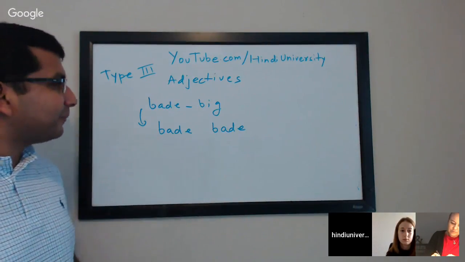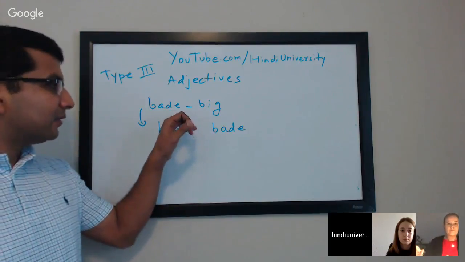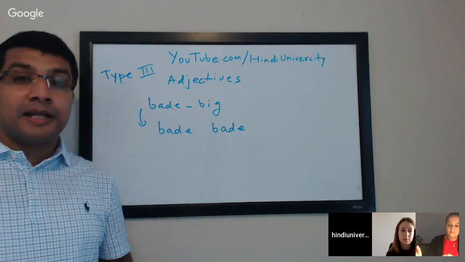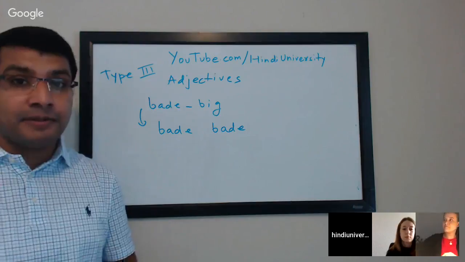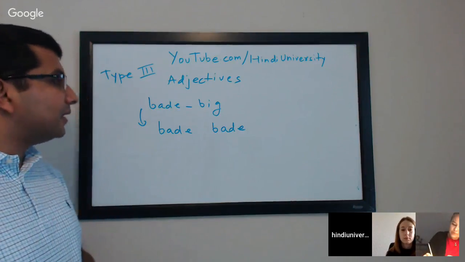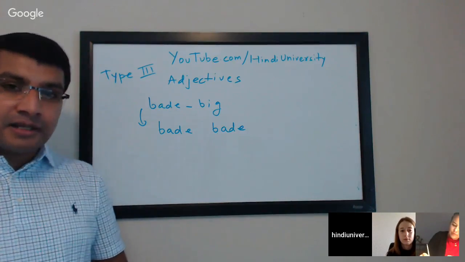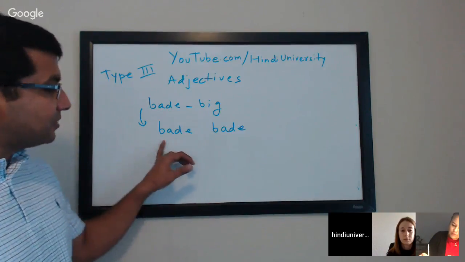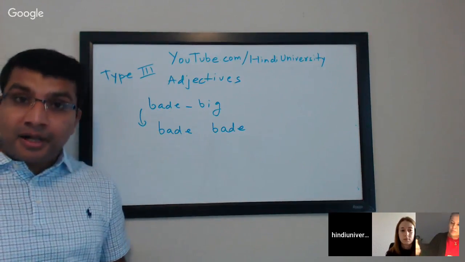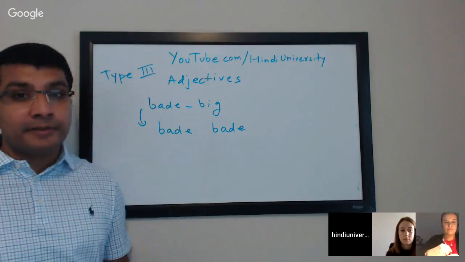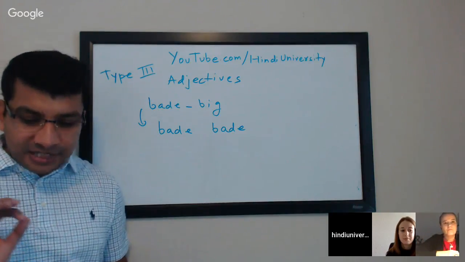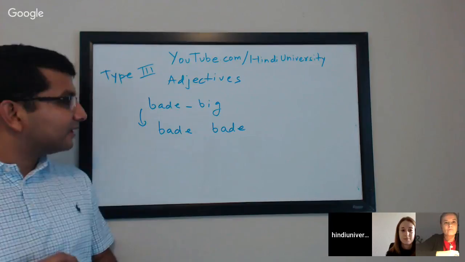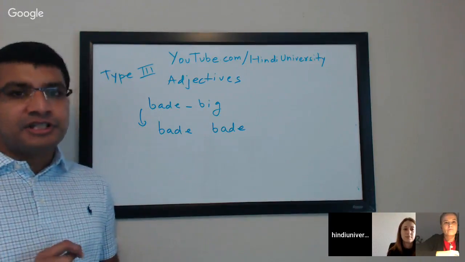Chelsea, do you want to give it a try? Bada is big, but bade is like bade bade kamre, I mean big rooms, or badi imaratein, like tall buildings. You can either say bada bada, or you can say badi badi or bade bade. Give me a sentence for both of them, without the reduplication and with reduplication.